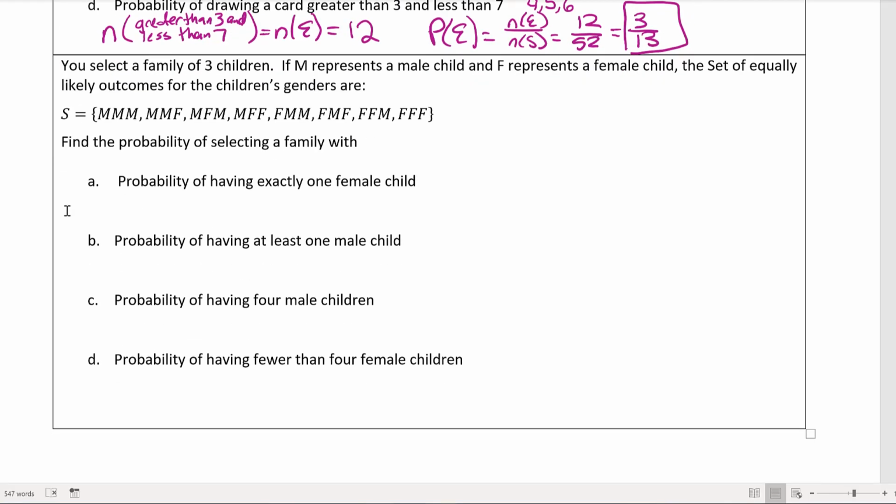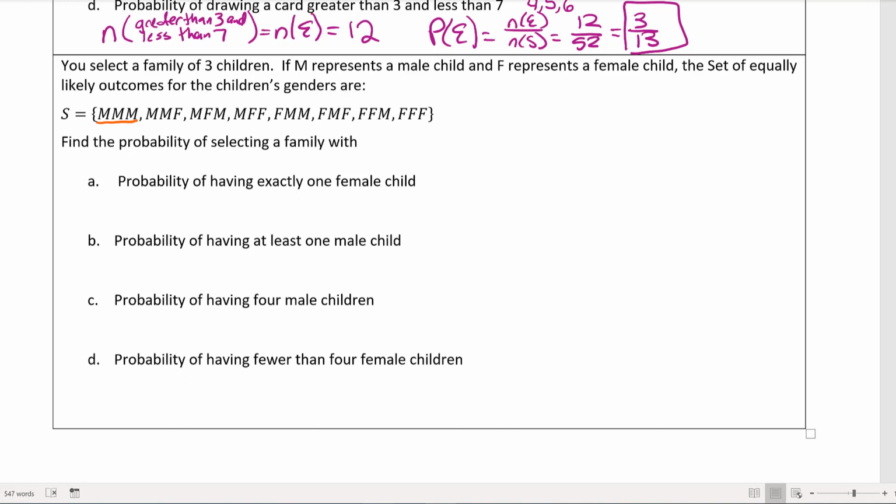Now we're going to do another problem about children in a family. So let's say you select a family of 3 children. If M represents male and F represents female, the set of equally likely outcomes for the children's genders are, notice that we have 3 kids, so each sample space has 3 letters in it, MMM, MMF, and so on and so forth.